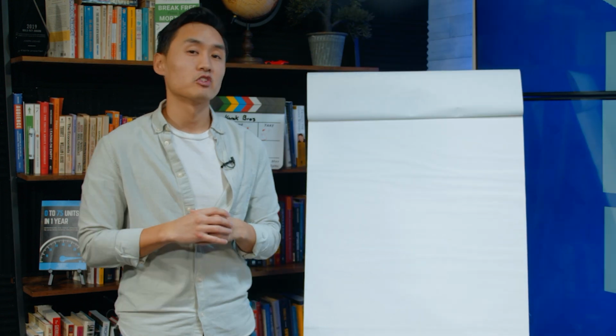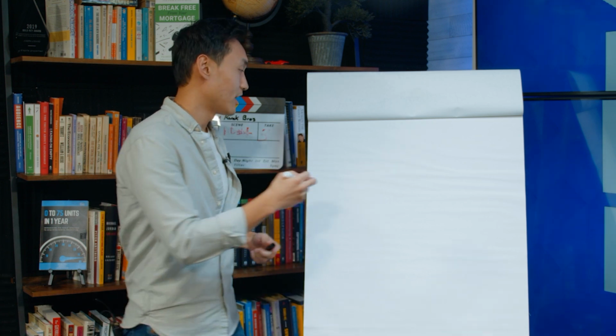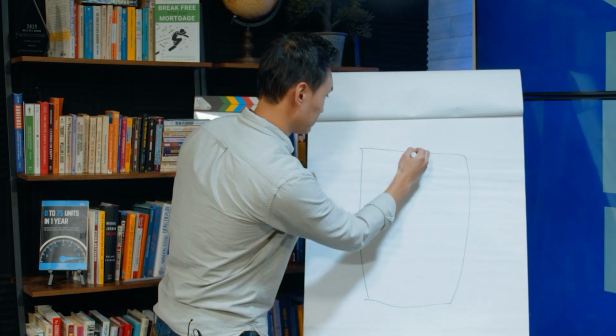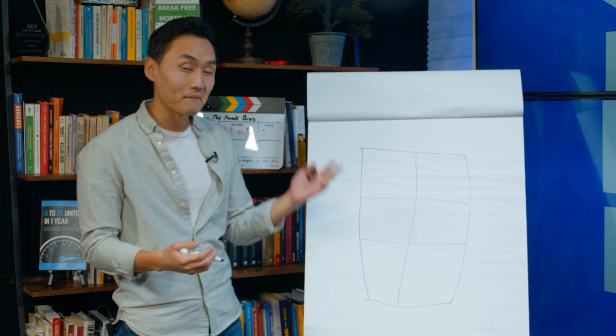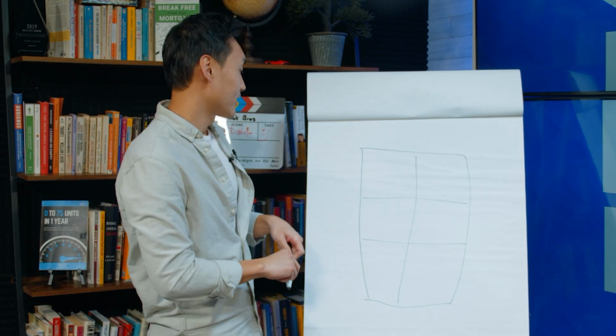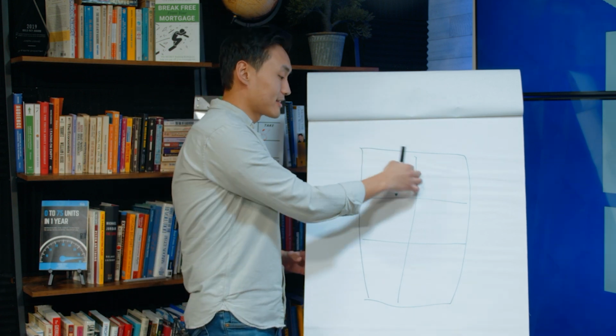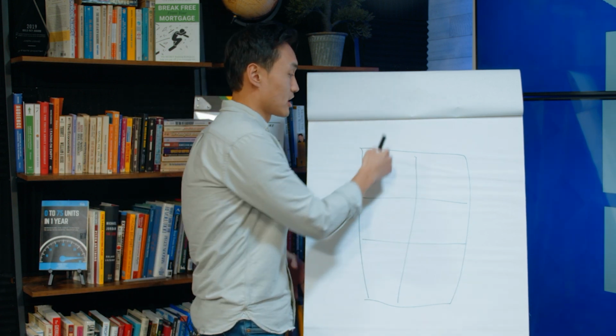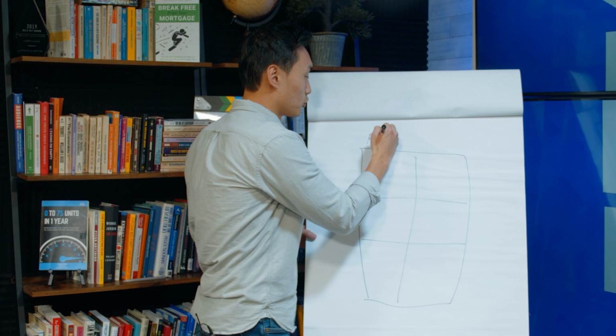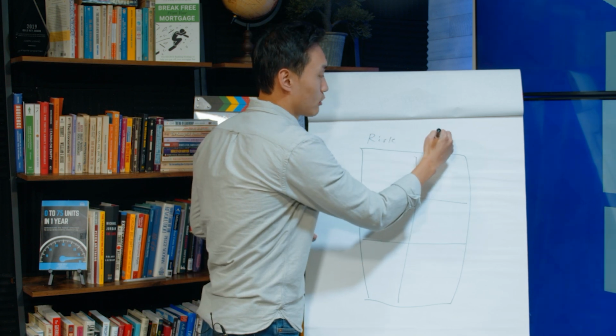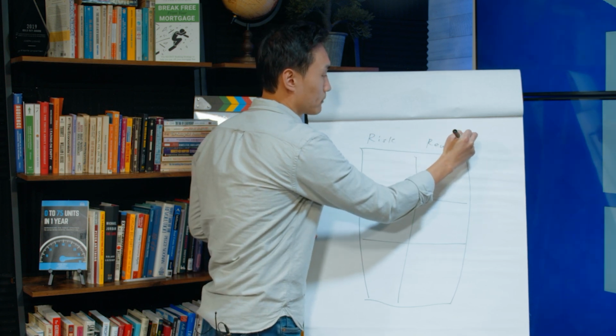I'm gonna first start off with the 6-pack method. Now, the 6-pack method looks a lot like this. You have to excuse me, I'm not much of an artist, but the 6-pack has 6 different quadrants, and these represent different things. On the left side here, we have risk. And on the right side here, we have reward.